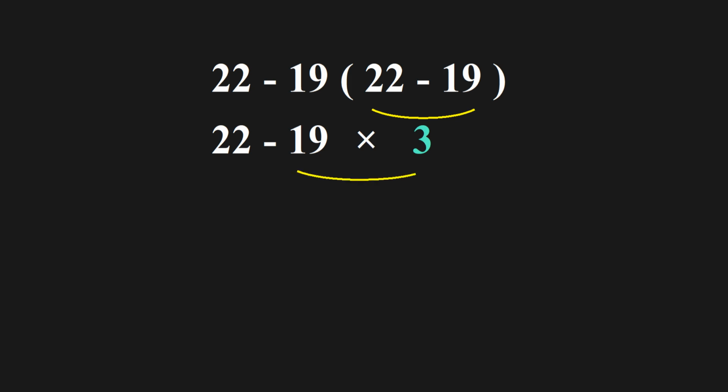So 19 times 3, which equals 57. So we have 22 minus 57. So 22 minus 57, which equals minus 35. And this is our final answer for this problem.